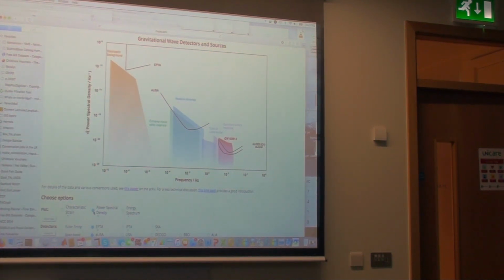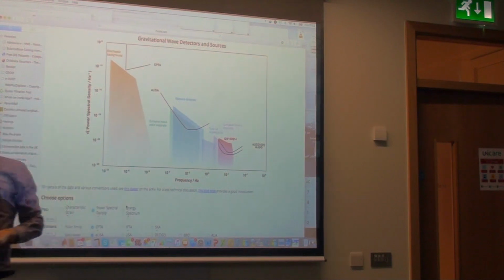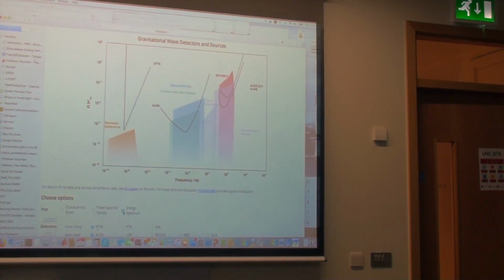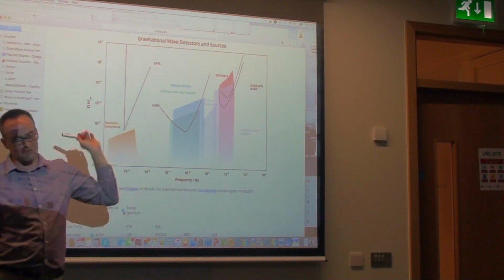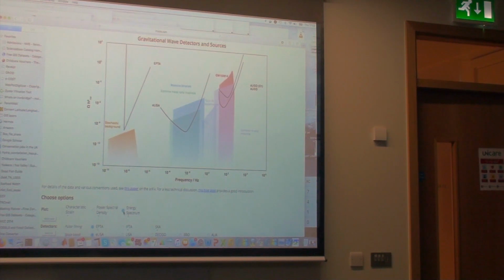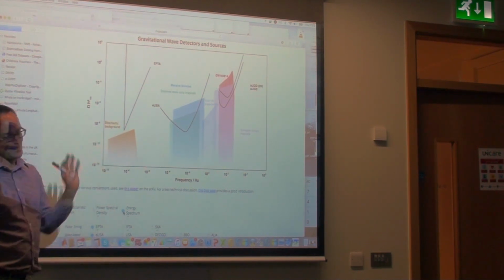If you go to energy spectral density, you now multiply by a factor of f cubed, and so you bring down things at low frequency. The energy spectral density makes pulsar timing detectors look very good relative to the others. This is purely because we multiply by f cubed, and these things are at low frequency, so you gain factors of 10 to various powers. And so this is a useful tool for presentations and talks.